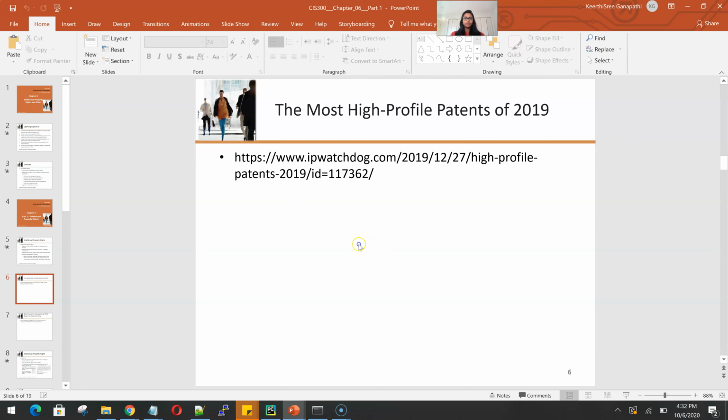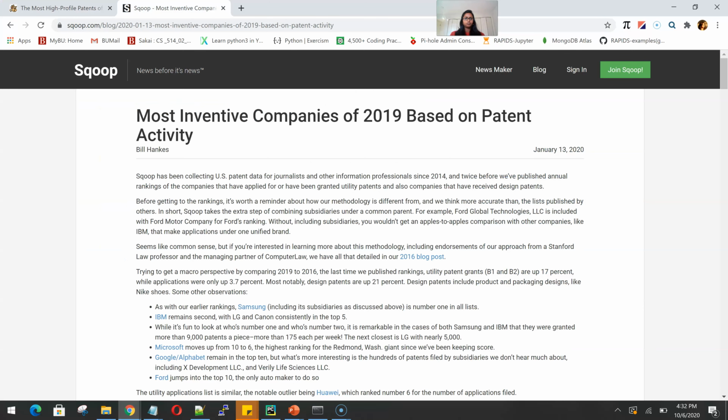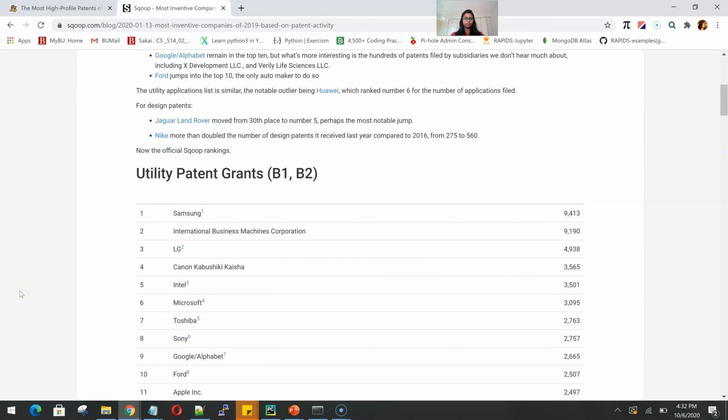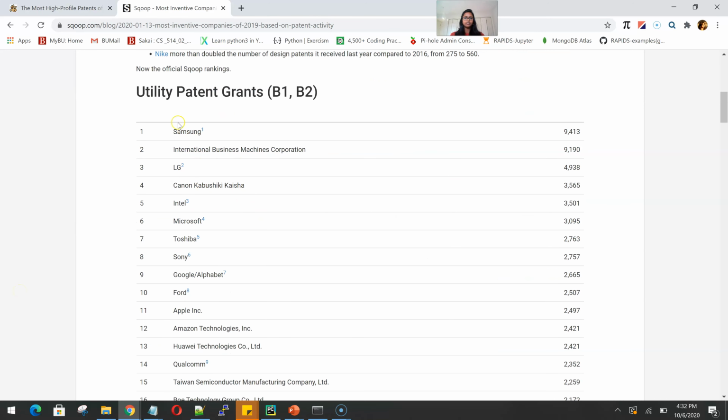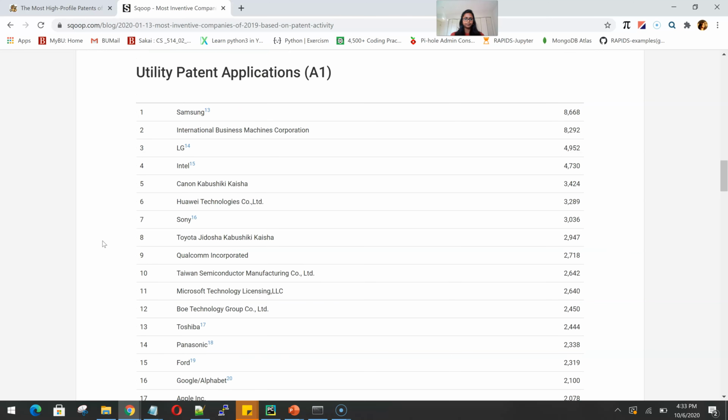Moving forward, so we have seen the high-profile patents of 2019. Let us also see the most inventive companies of 2019 based on the patent activity. So, based on patent grants, Samsung has filed close to 9,400 patents in 2019. IBM, LG, Canon, Intel, Microsoft, Toshiba, these are some of the top companies which have filed patents.